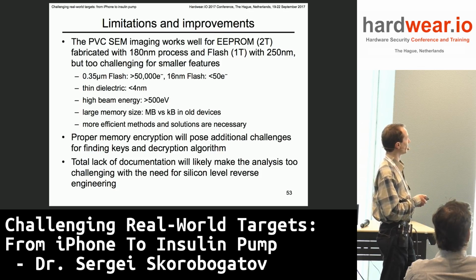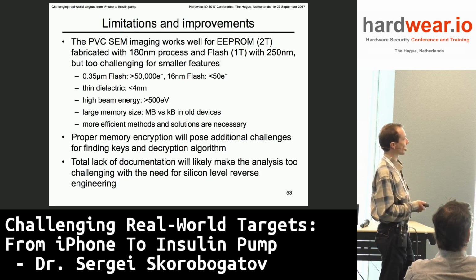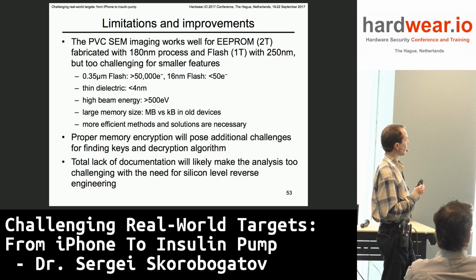And also, if you look into large memory sizes in modern devices, it will be much more difficult compared to just kilobytes used in old devices. So that means more efficient methods and solutions are necessary if you want to use electron microscopy for memory extraction. And obviously, because the memory wasn't encrypted inside those devices, I was able to easily extract the firmware.